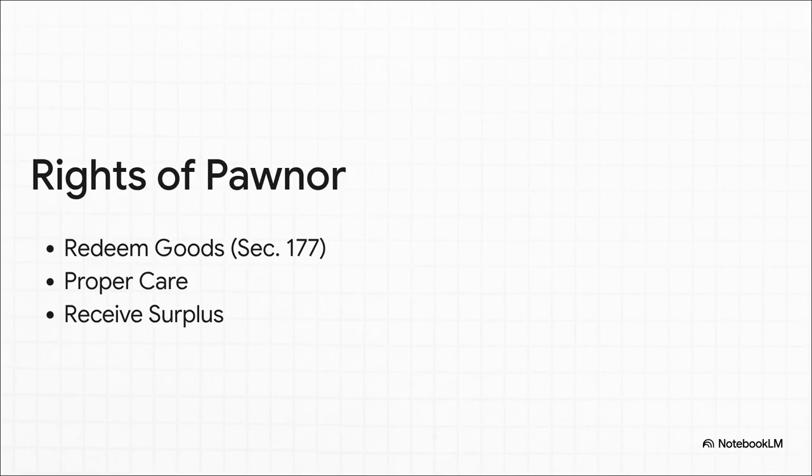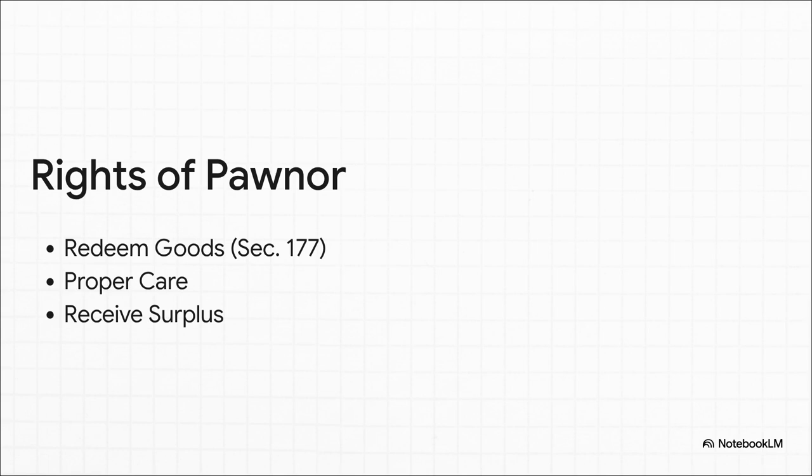Rights of the pawnor. First, right to redeem goods under Section 177. Can redeem goods any time before sale. Second, right to proper care. Pawnor can sue if pawnee is negligent. Third, right to receive surplus. After sale, excess amount must be returned.